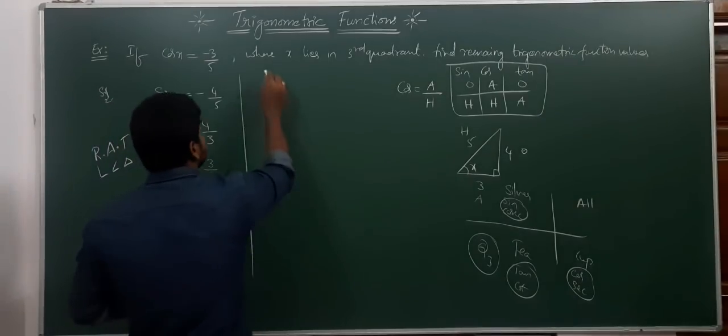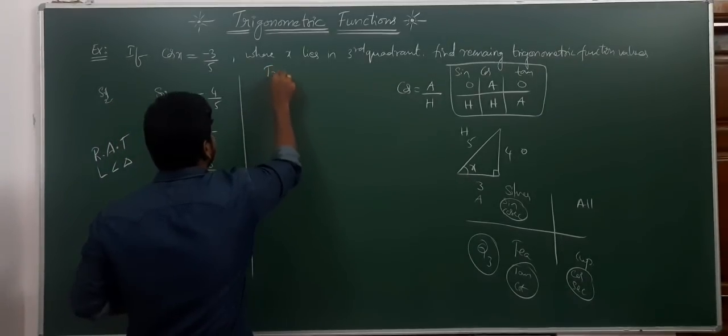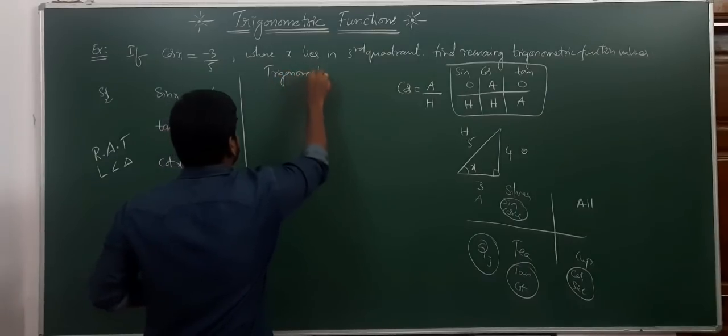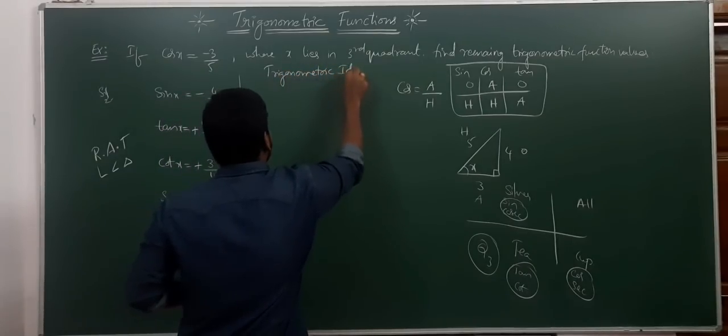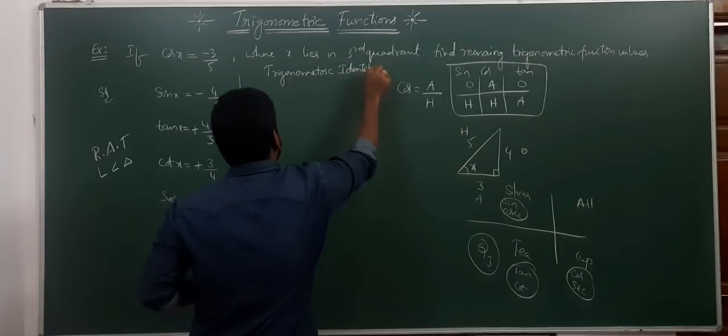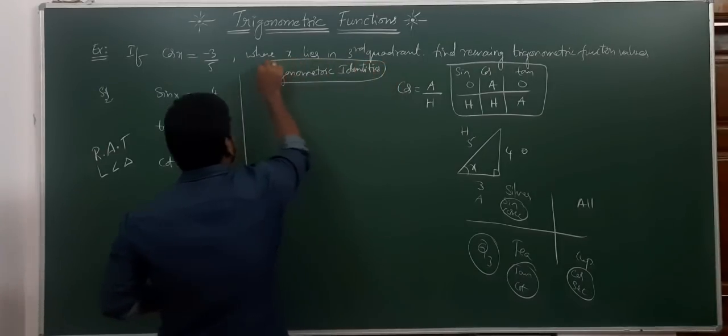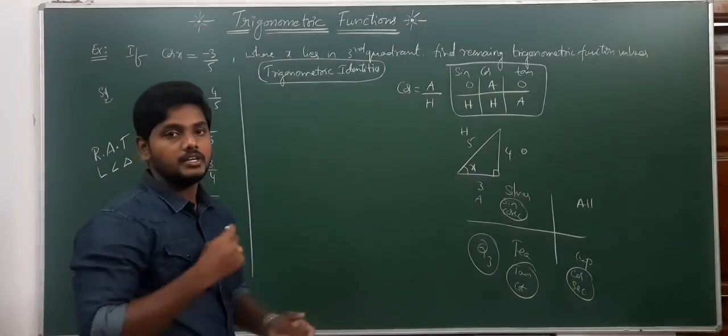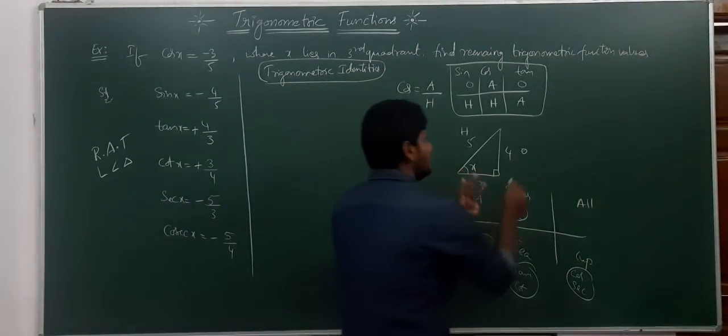And also we can find by using trigonometric identities. See, what are the trigonometric identities? How many trigonometric identities do we have? We have 3 trigonometric identities.